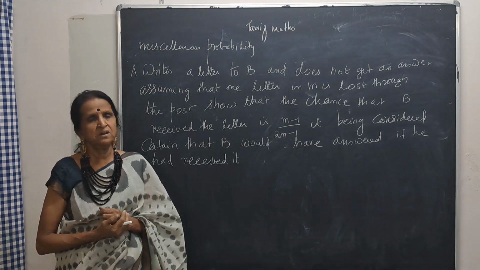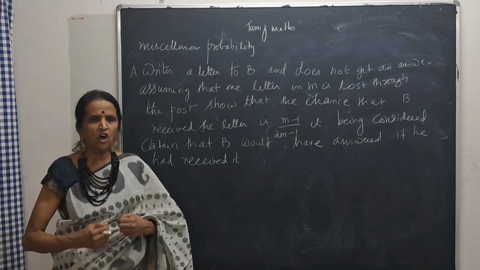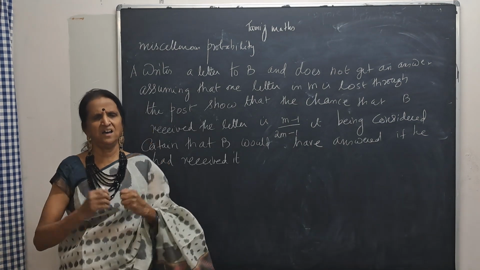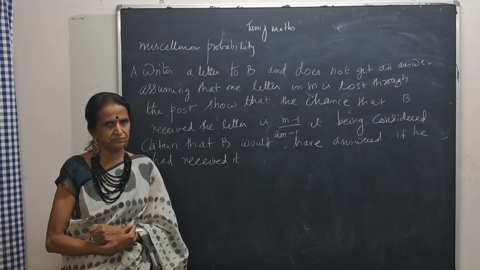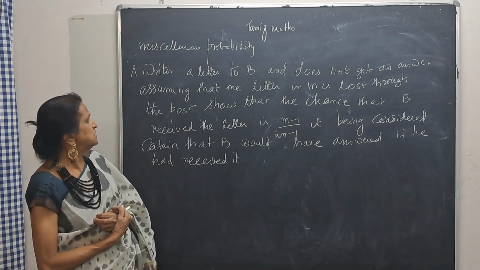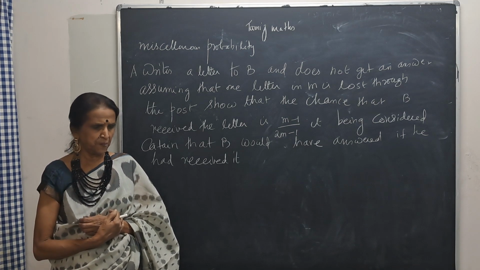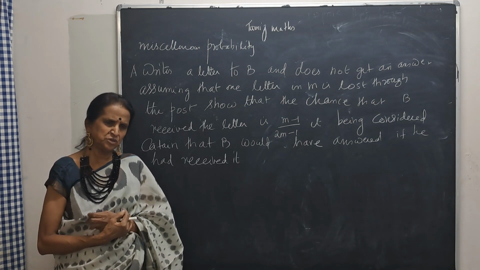And I don't get the reply. I have not got the reply. That's the main action. A has not got the reply, does not get the reply. He writes a letter to whom? To B. What are the possibilities you think?